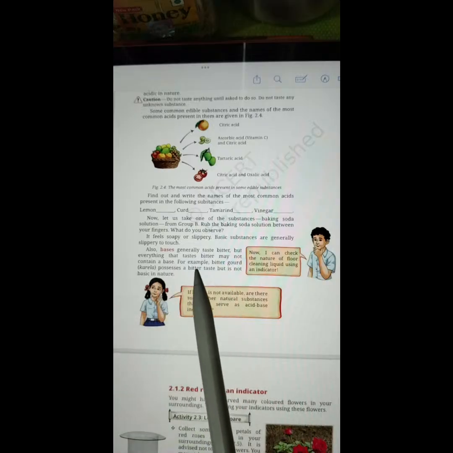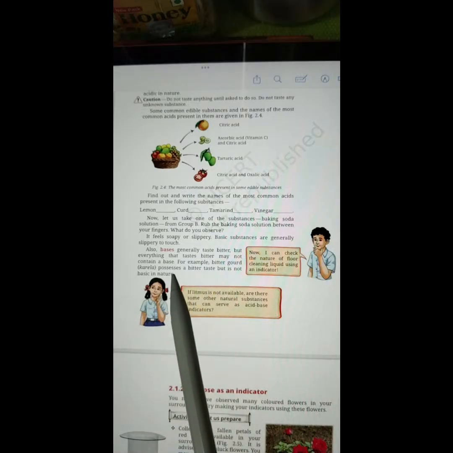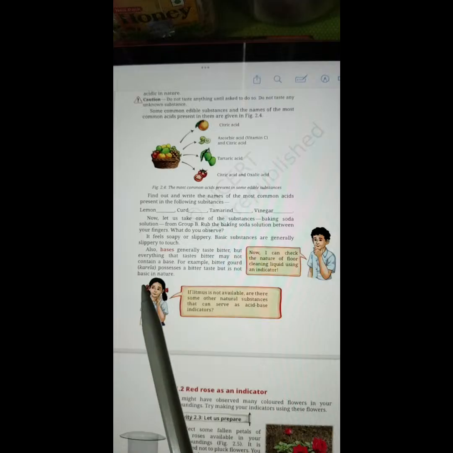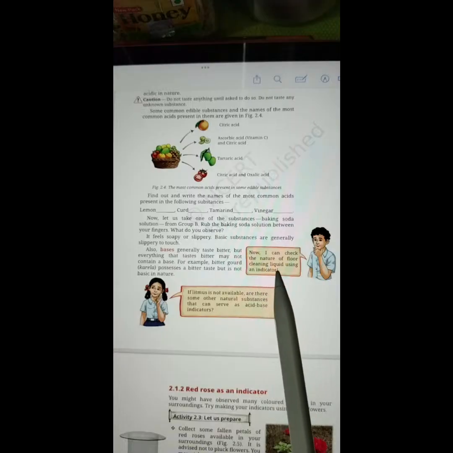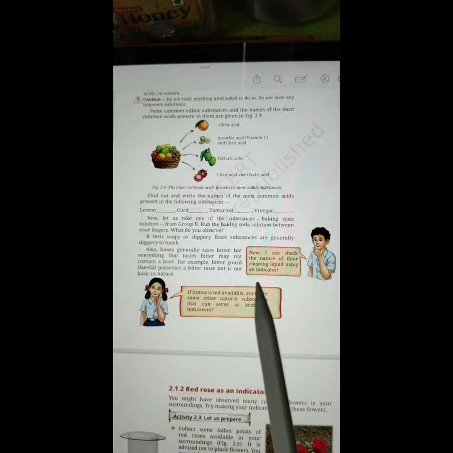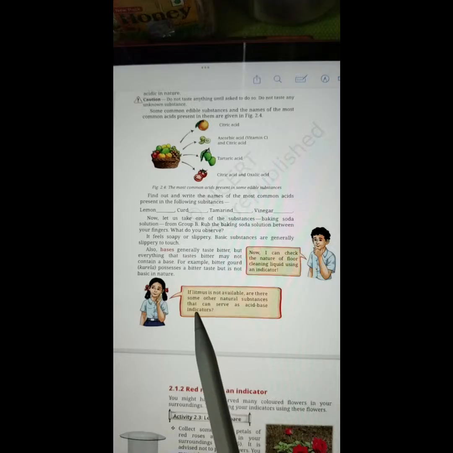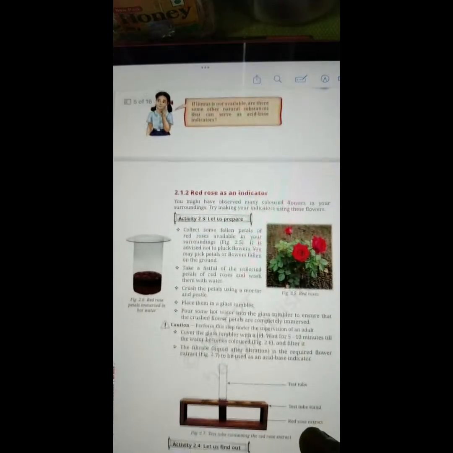Also, bases generally taste bitter, but everything that tastes bitter may not contain a base. For example, bitter gourd or karela possesses a bitter taste, but it is not basic in nature. Now I can check the nature of floor cleaning liquid using an indicator. If litmus is not available, are there some other natural substances that can serve as acid base indicators?